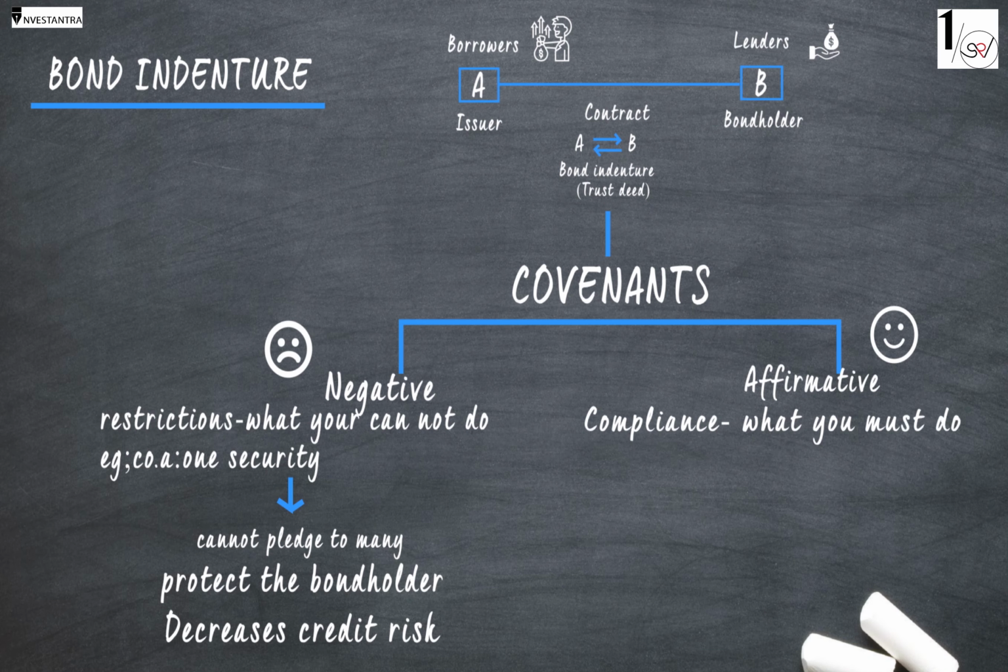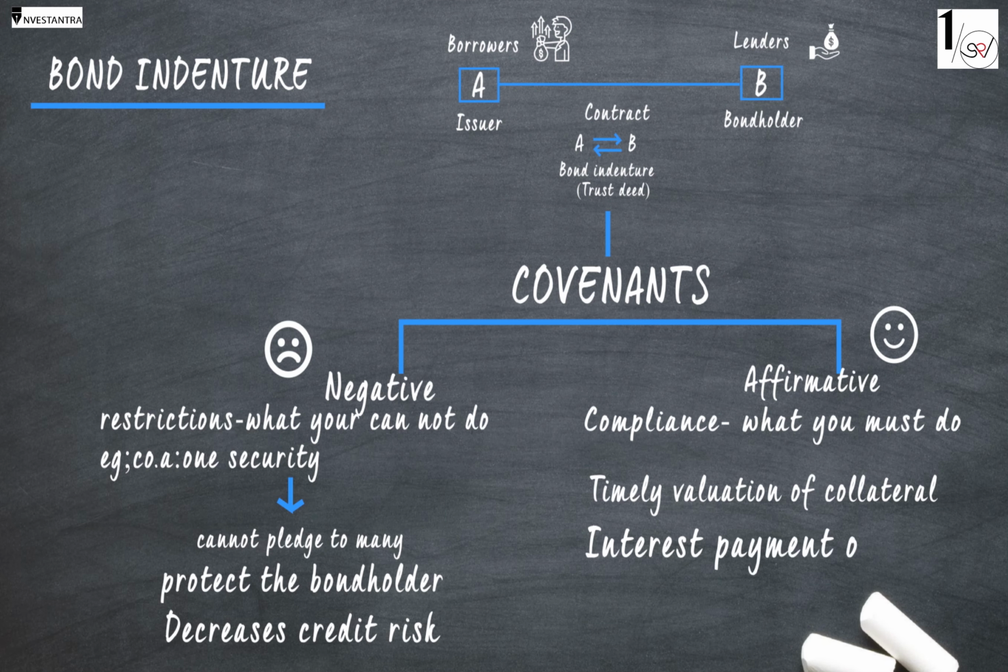So, for example, timely valuation of the collateral. Payments is another one. That would mean interest needs to be paid on time. Timely valuation would ensure that your collateral has good value, right? You can't just evaluate your collateral once and say this is going to have the same fair value forever, right? So you need to constantly revalue that as well.